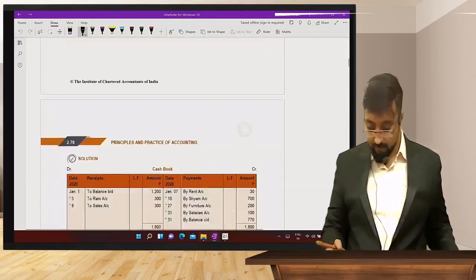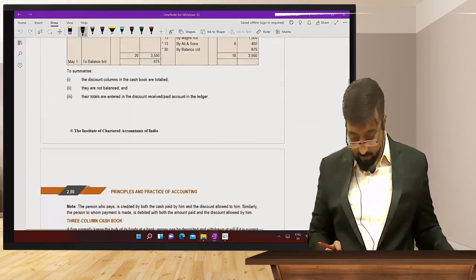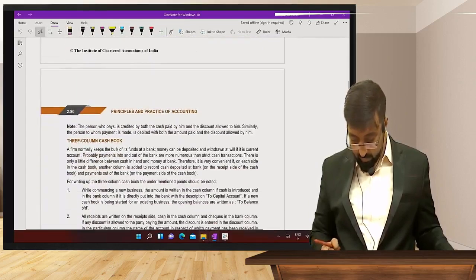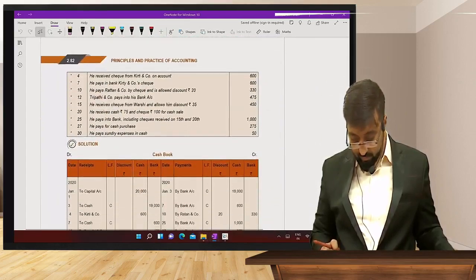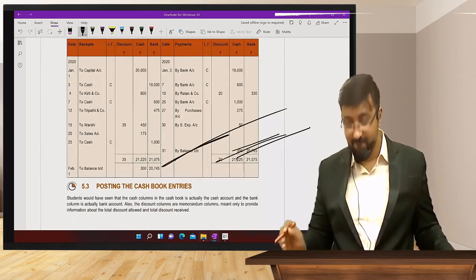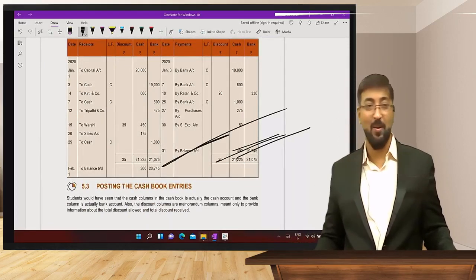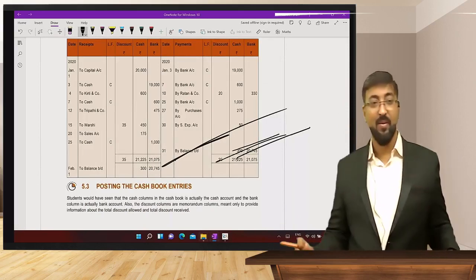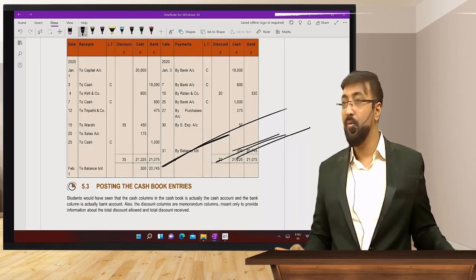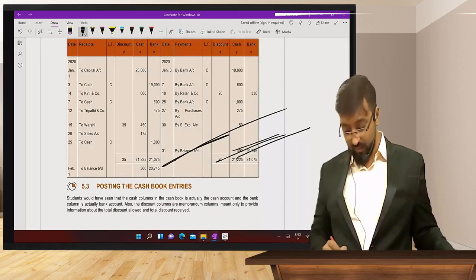Let's check the answer. Yes! By balance carried down. Correct. So this is a very simple question of cash book. Very easy question. Yes. Thank you.